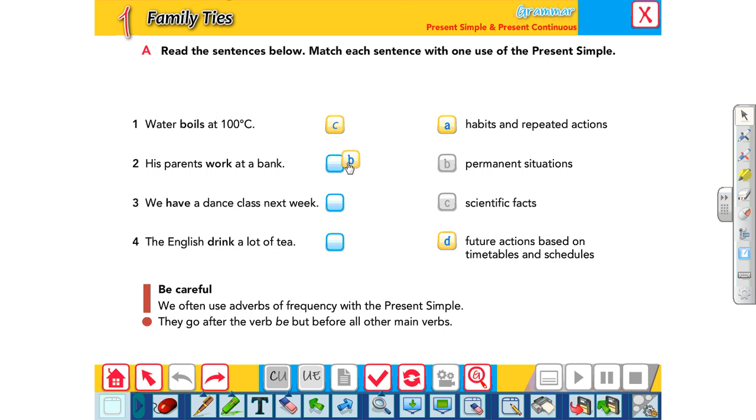That's a permanent situation. Let's see here. Yes. We have a dance class next week. It's very clear that that's future actions based on timetables and schedules. The last one, the English drink a lot of tea. That's a habit. So those are the usages of the present simple.